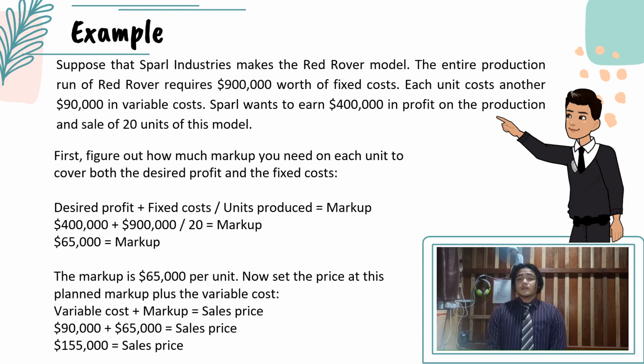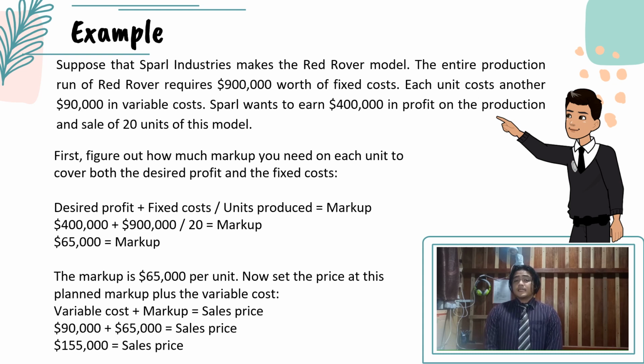Now we take a look at the example. For this example, suppose that Spark Industry made the Red Rover model. The entire production run of Red Rover requires 900,000 ringgit worth of fixed cost. For each unit, another 90,000 ringgit occurs in the variable cost. So in this case, Spark Industry wants to earn 400,000 ringgit in profit on the production and the sale of 20 units of this model.